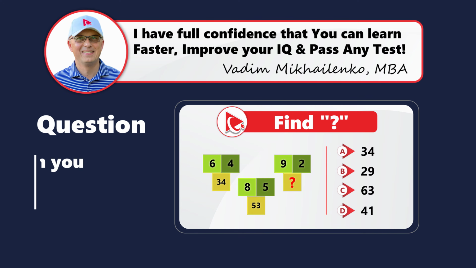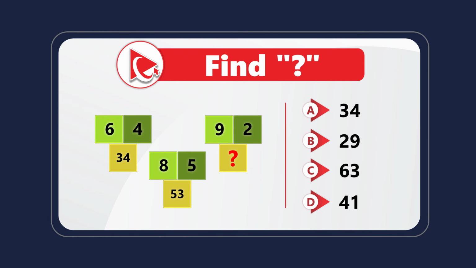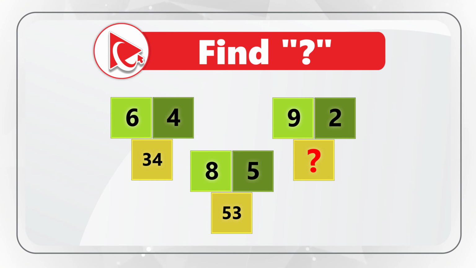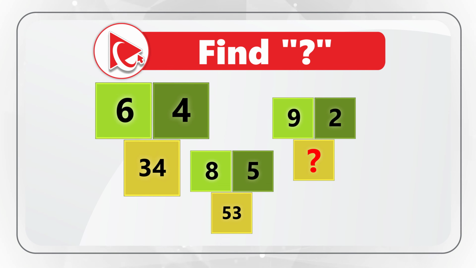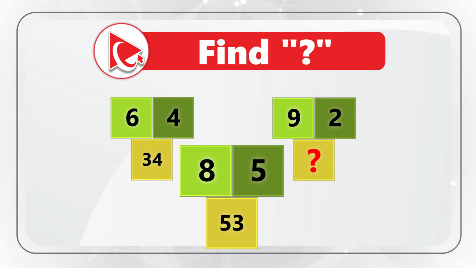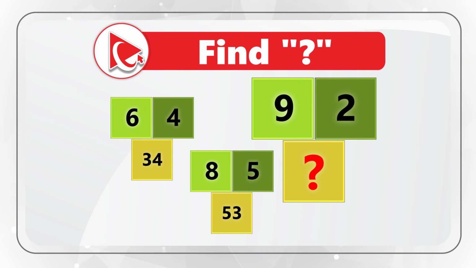Most likely you will not be able to pass the test without getting questions similar to this one. You're presented with 3 sets of numbers. Each set has 3 numbers in the group, and 1 number is missing. The first set has numbers 6, 4, and 34. The second set has numbers 8, 5, and 53. And the last set has numbers 9, 2, and the final number in the third set is missing.